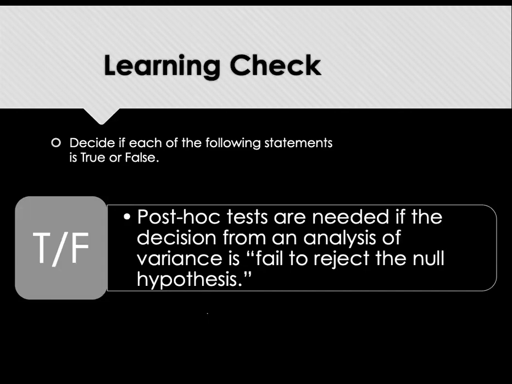Okay, true or false? Post hoc tests are needed if the decision from an analysis of variance is fail to reject the null. So let's say you do an ANOVA, you get your F value, you look up your F critical, and you decide, nope, we are not going to reject the null hypothesis in this case. Would you still need to do post hoc tests? Yes or no?